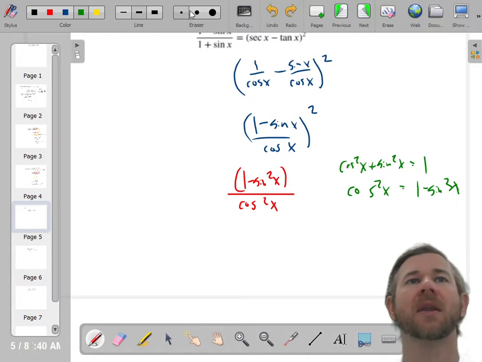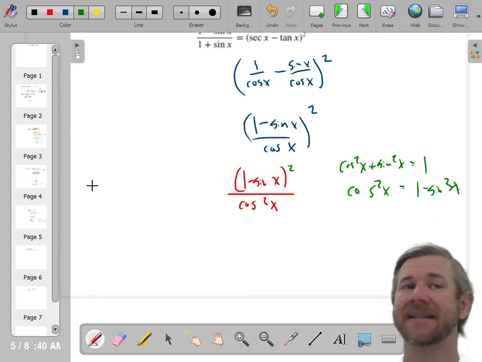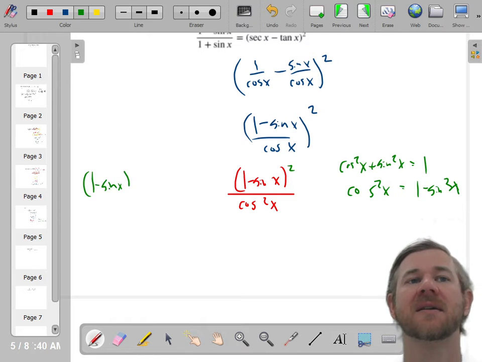So in the top, I wrote this wrong. This is 1 minus sine x squared. It's the quantity. So that's not actually the same thing. That's 1 minus sine x, 1 minus sine x. That's what I have in the top.